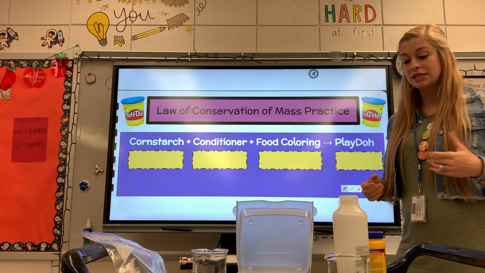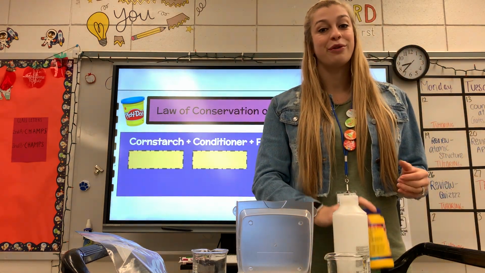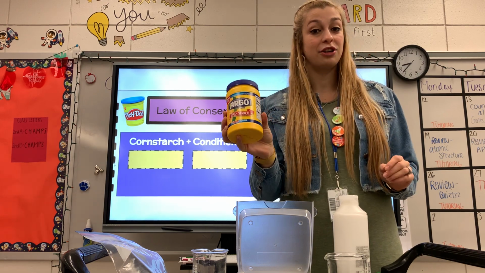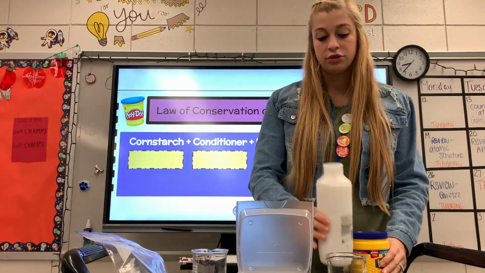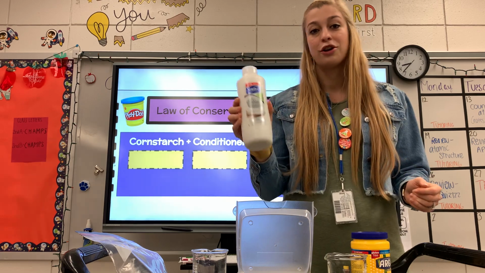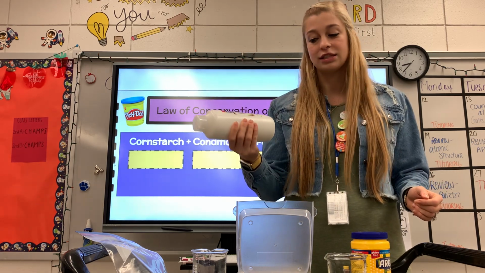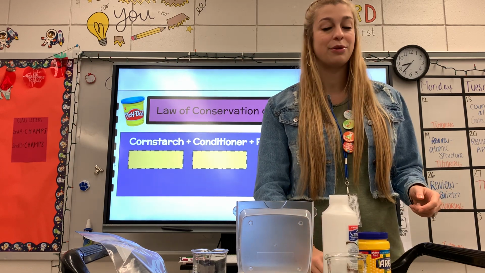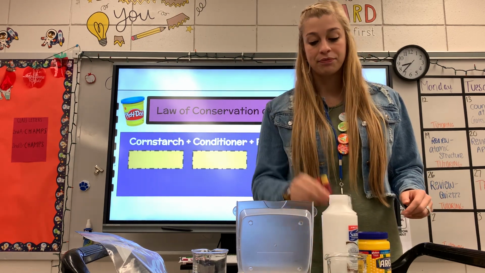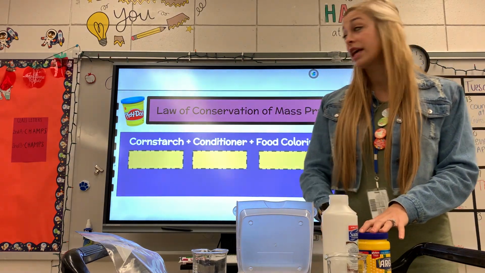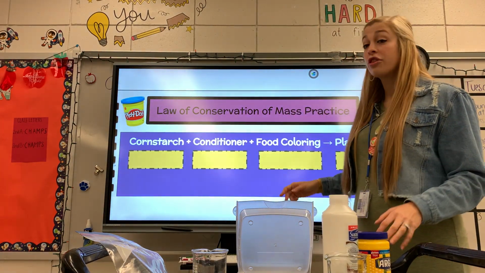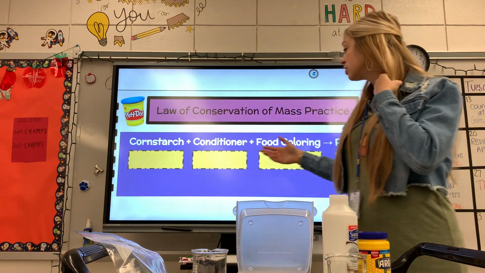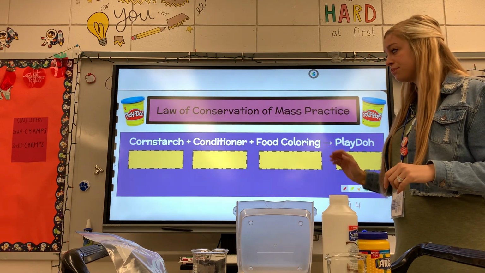So we're going to do a little example. You can do this at home too. You only need 2 ingredients. You need cornstarch, which you might find in your pantry, and you need conditioner. Whatever brand, you don't need a lot of it, it doesn't matter the brand, just conditioner. And then you don't have to have, but it would be fun to have, food coloring. So these 3 things are our reactants. They're what are going into the chemical reaction, and we will see what we get out.